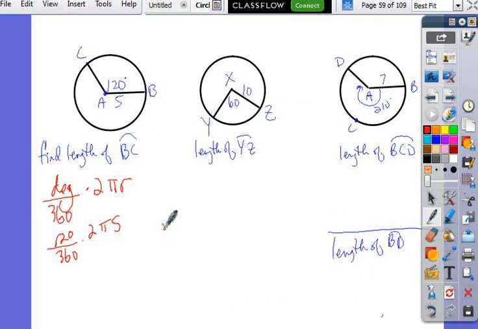Make sure if it's one like number 3 over here, you do the correct angle. If I'm doing BCD, that's going to use the 210. If I do BD, what angle would I use? If I'm trying to find the length of BD, you would use 360 minus 210, so that part would be 150, and I'd do the same process as that first one.